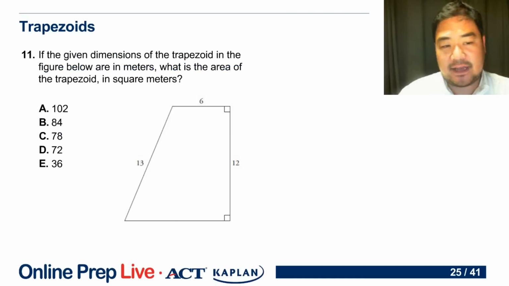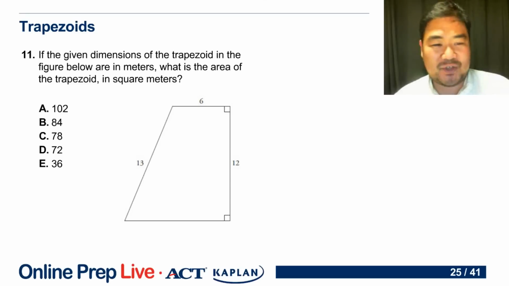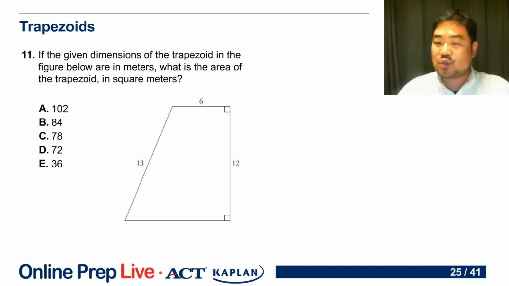Okay, so let's take a look at this example here. The poll is open if you have an answer for this one. Take a look at number 11. If the given dimensions of the trapezoid in the figure below are in meters, what is the area of the trapezoid in square meters?